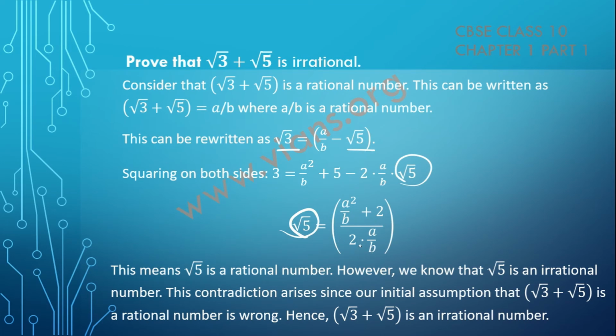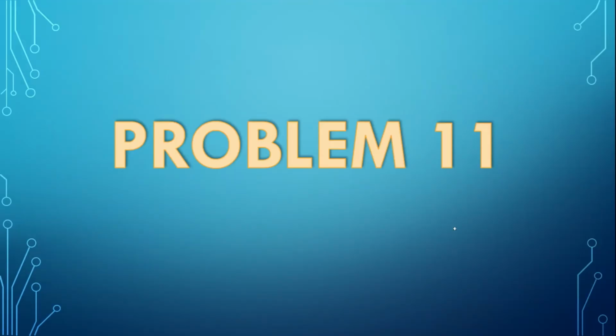So root 5 has to be a rational number, but we know that's wrong. Root 5 is not a rational number. So that's how this particular solution works. Now let's go to problem 11.